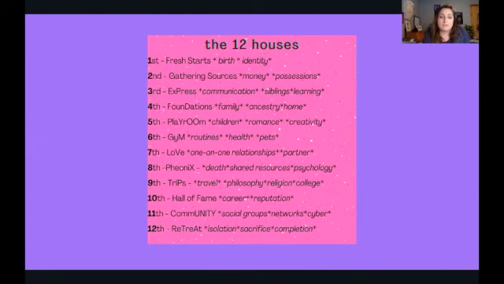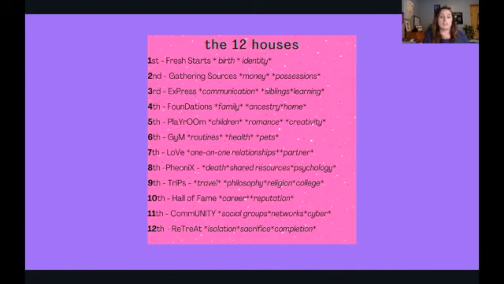The fourth house is foundations. That's your family, your home of origin, your ancestry, and your connection to history. The fifth house, I like to call the playroom. That is the house of children, romance, creativity, sexuality. And the sixth house can be thought of as the gym. It's where we consider our routines, our health, our body, pets.